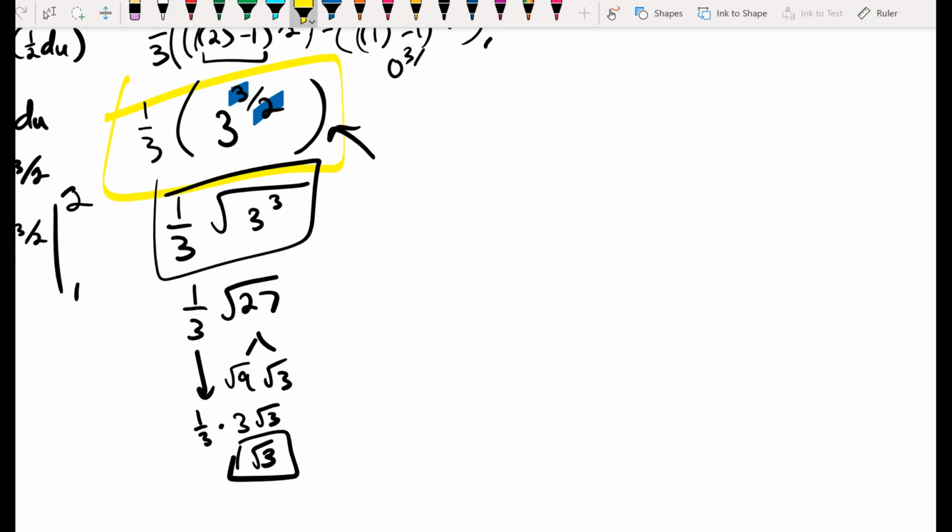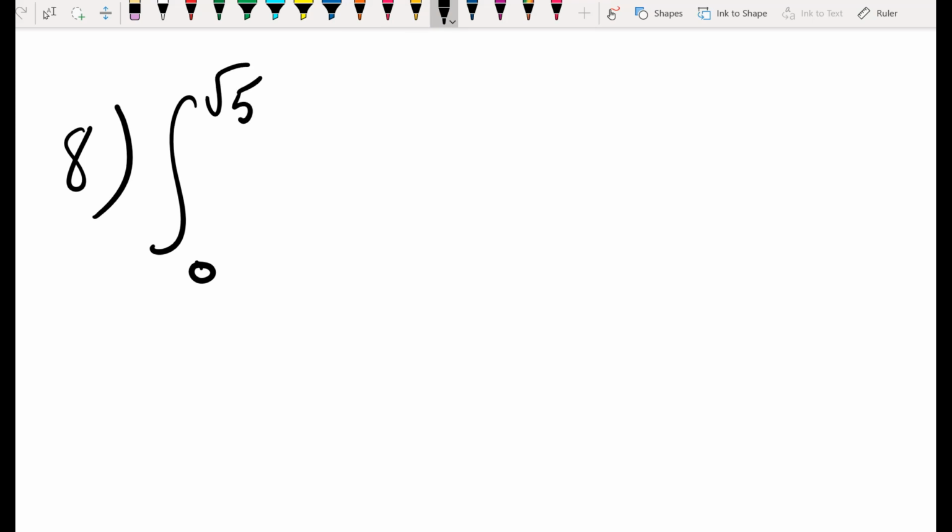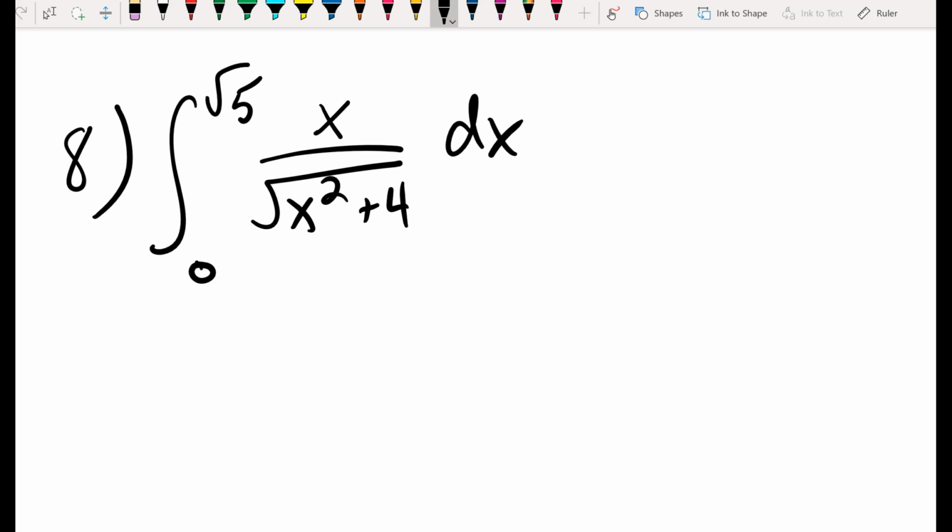That's one example. Let's try an example that works out even cleaner. We'll take a look at number 8, which is just the integral from 0 to radical 5 of x over radical x squared plus 4 dx. Again, I'm going to let u be equal to that guy in the denominator there, and just see what happens.